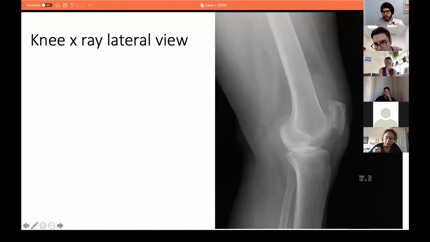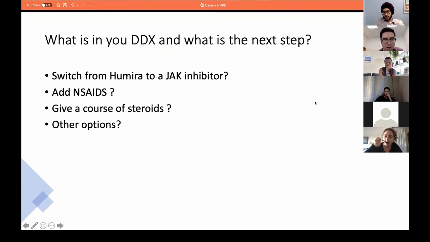And also, if you look at the patella, you see that it's irregular here. So there is some osteoarthritis here, some patellofemoral component. So based on the history, what would be your differential and what would you do next?